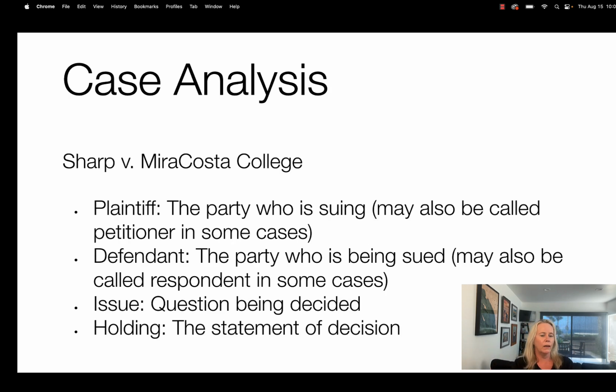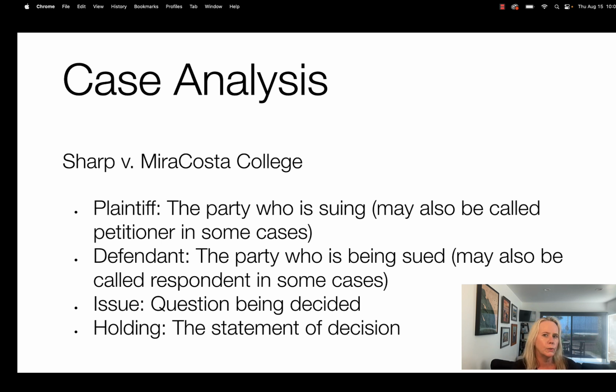Moving on, the last topic of this lecture is case analysis. Because you're going to be looking at some cases in this class, I want you to understand what's going on when you see a case. So let's take an example of my Sharp v. MiraCosta College case. The plaintiff is the person who is suing, so in this case that would be Sharp. The person who is suing may also be called the petitioner in some types of cases. In family law, a lot of times it's the petitioner. The defendant is the party who's being sued, and may also be called the respondent in some jurisdictions. Again, in family law, it would be the respondent.